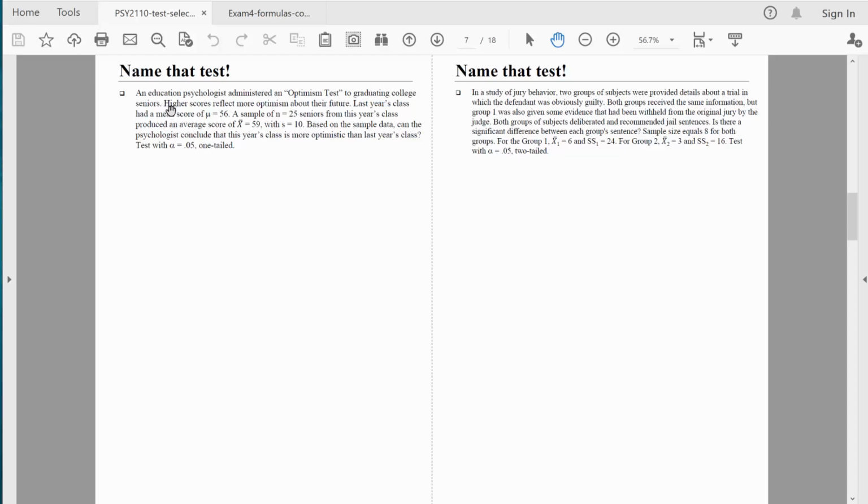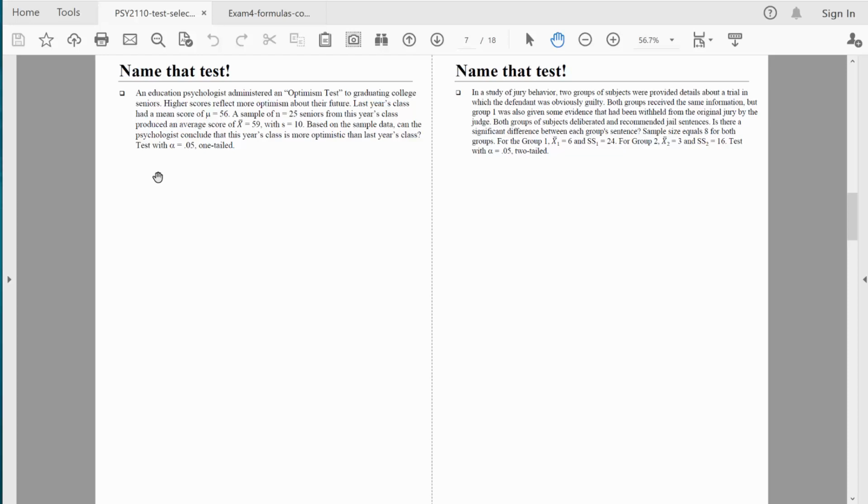This one right here says, an education psychologist administered an optimism test to graduating college seniors. Higher scores reflect more optimism about their future. At this point, that information really means nothing to me. It helps put the particular test in perspective. It helps to give some background information, but really right now, it offers no key information for determining which test is most appropriate. It says last year's class had a mean score of 56.